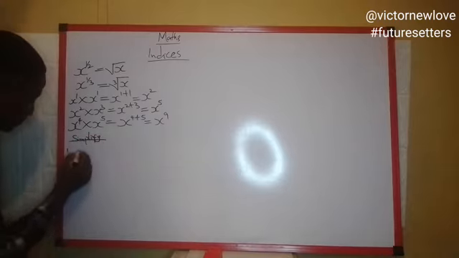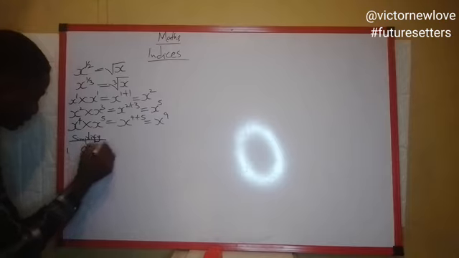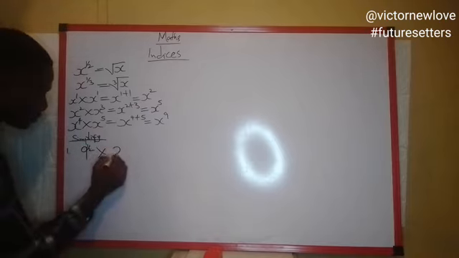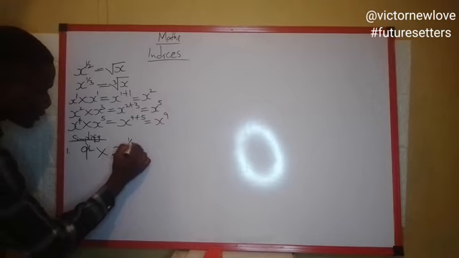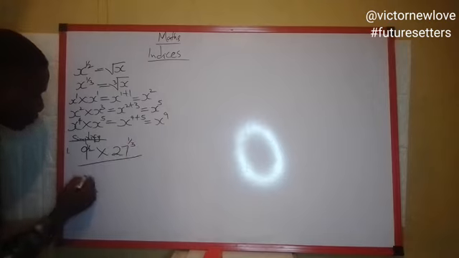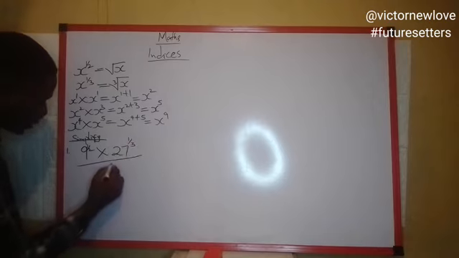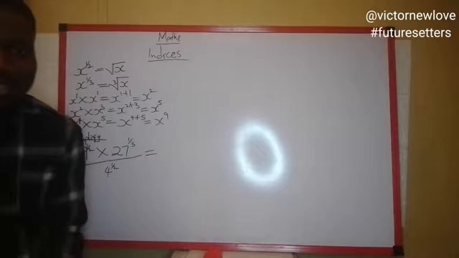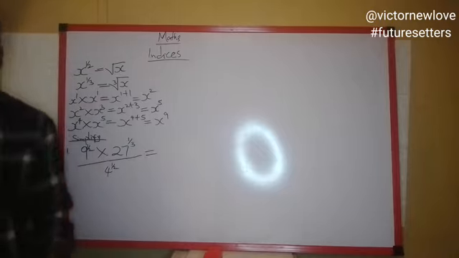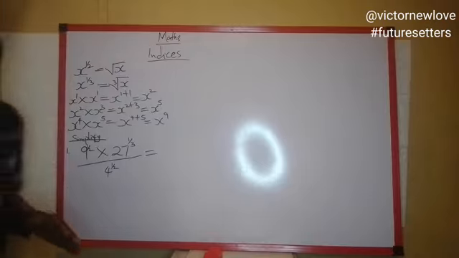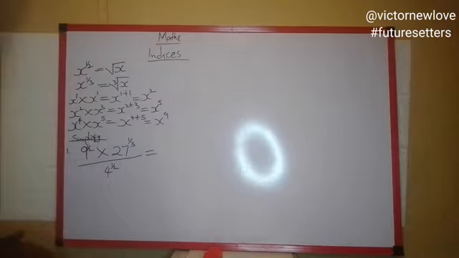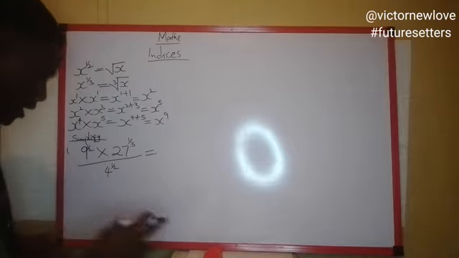9 raised to power half times 27 raised to power 1 over 3, over 4 raised to power half. I believe you've seen this question and you are surprised. How can this kind of question be solved? 9 raised to power half times 27 raised to power 1 over 3 divided by 4 raised to power half.